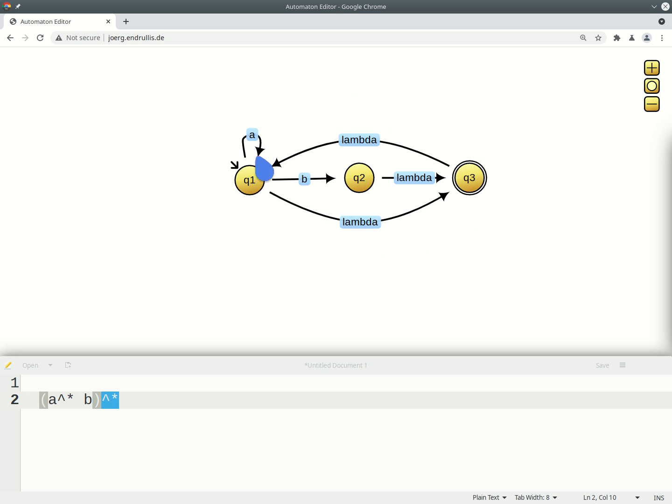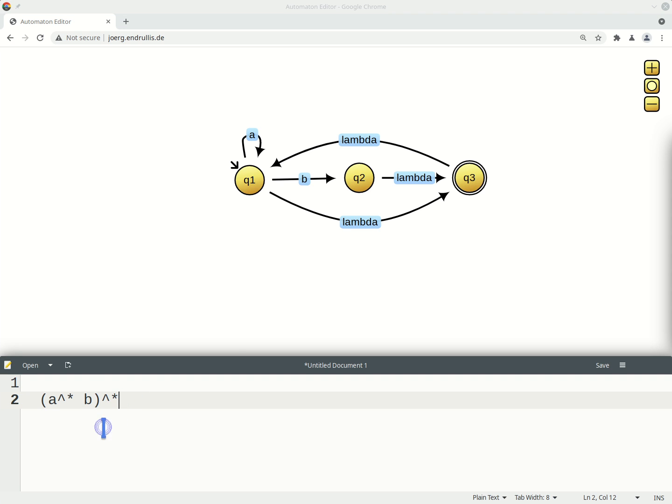Does this automaton really accept the language that we wanted to accept? So what are the words in this language? It's the empty word. The empty word is accepted. We can immediately go from the starting state to the final state. That's fine. And otherwise, it's all the words built from these basic building blocks. The building blocks consist of words that start with an arbitrary number of a's, followed by a b.